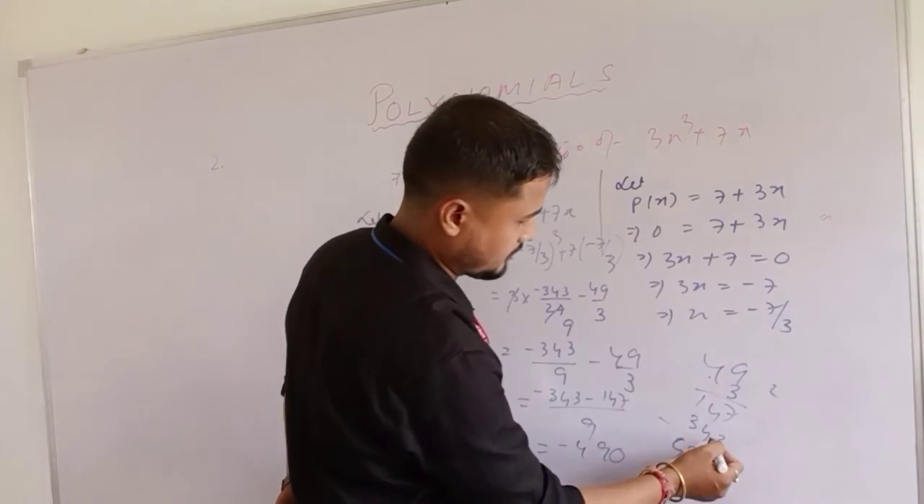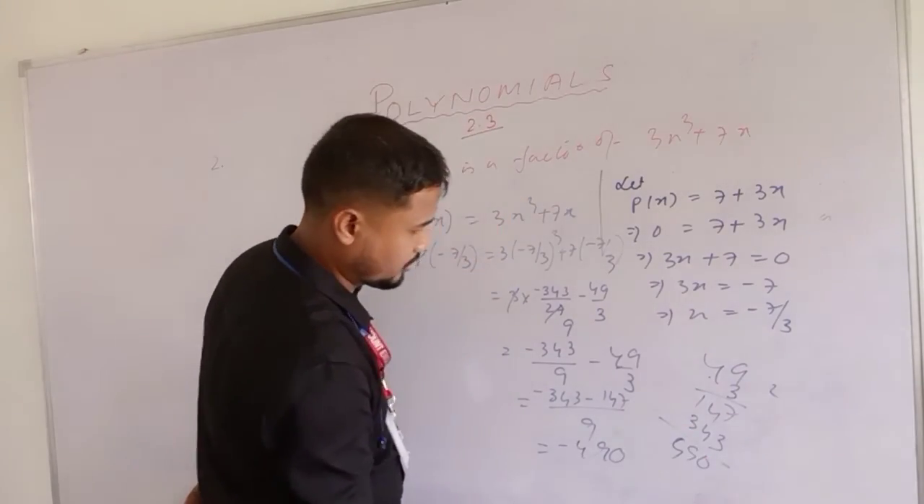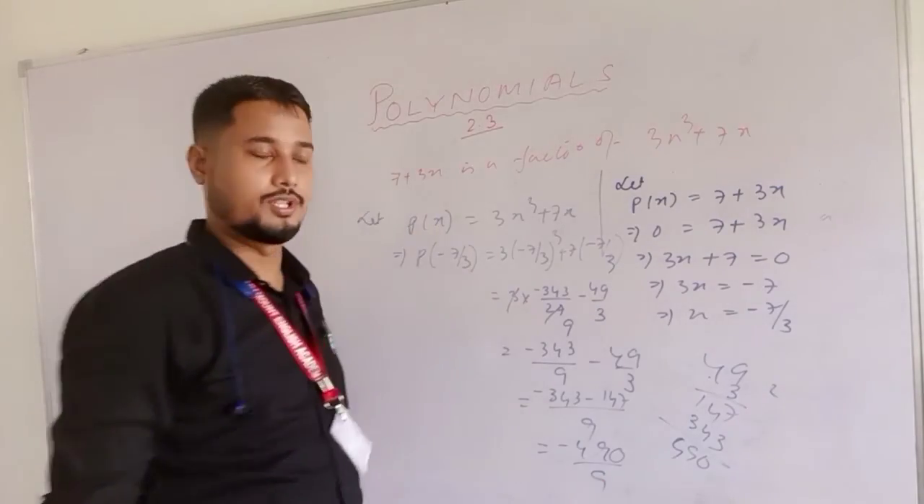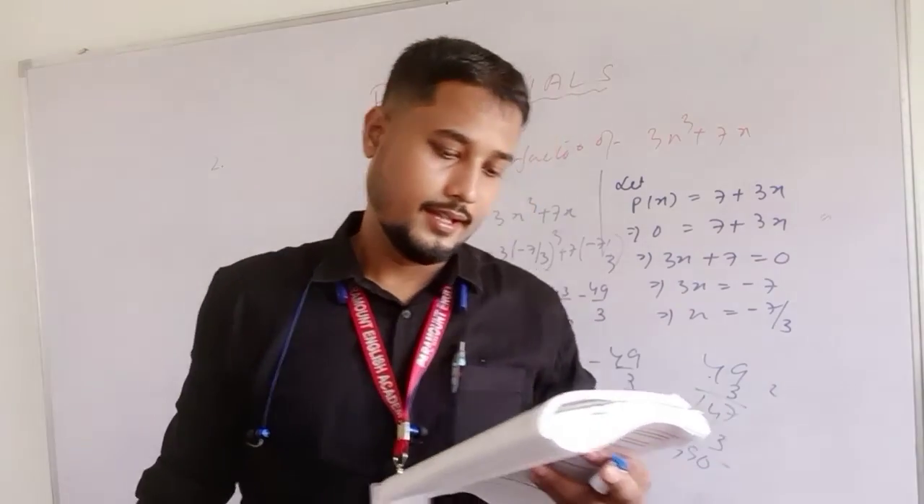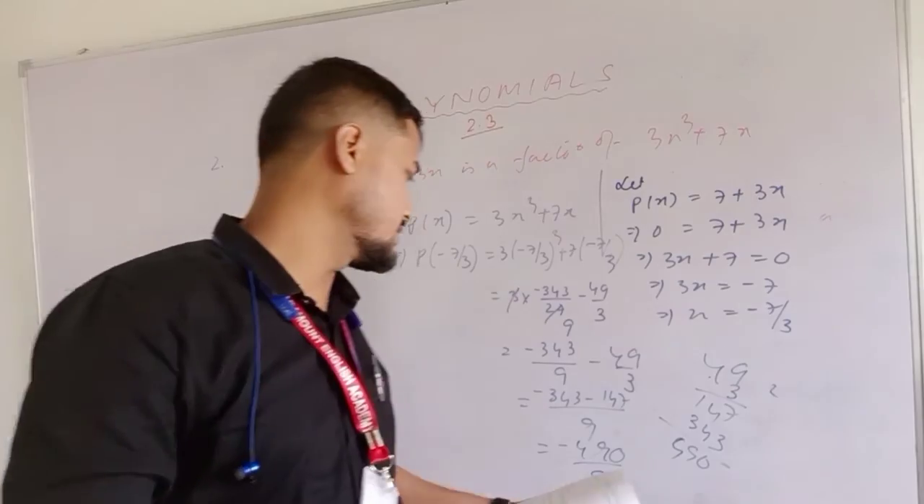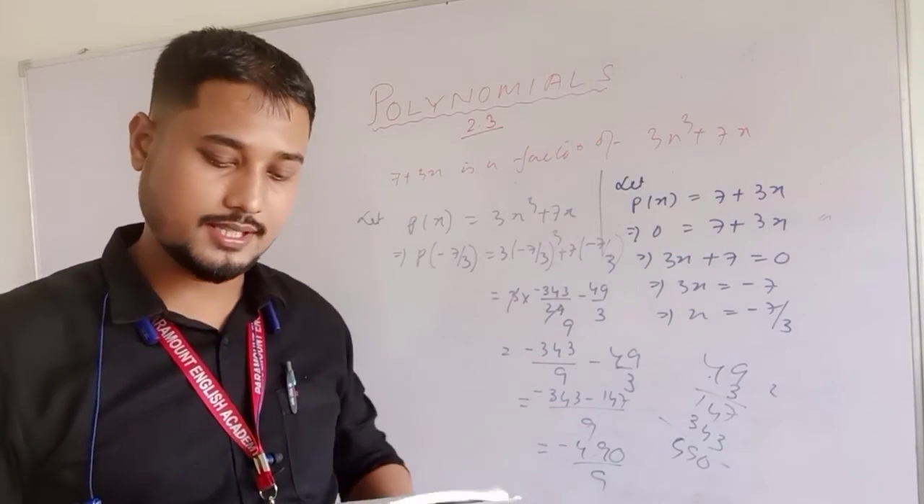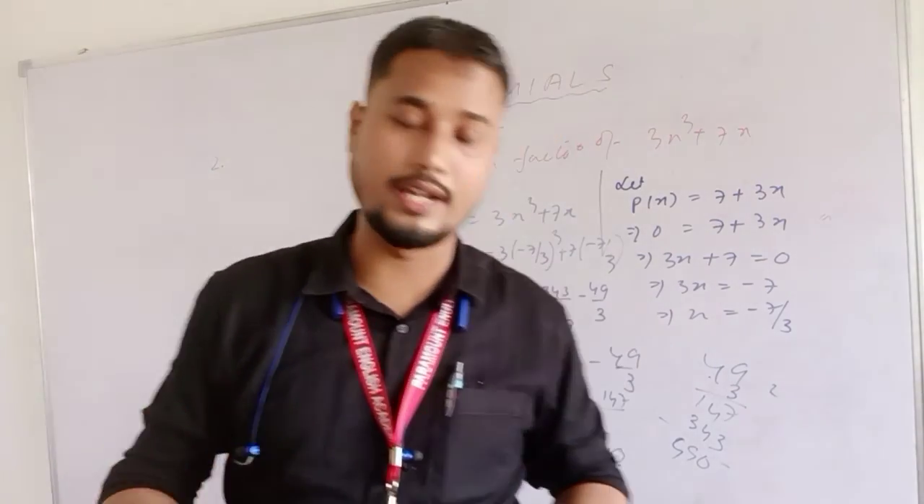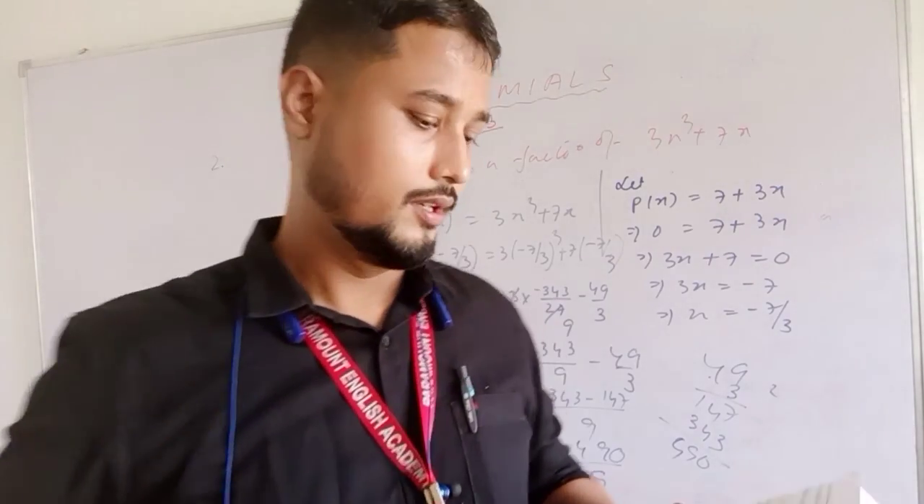343 minus 147, which is 196 by 9. The question is to check whether this is a factor. Because the answer is in fraction, it is not a factor of the polynomial.